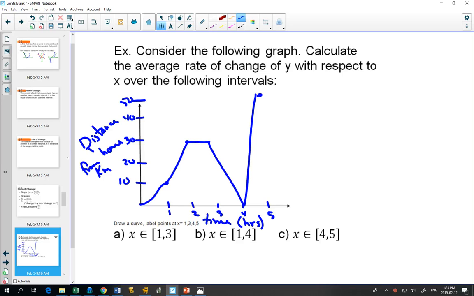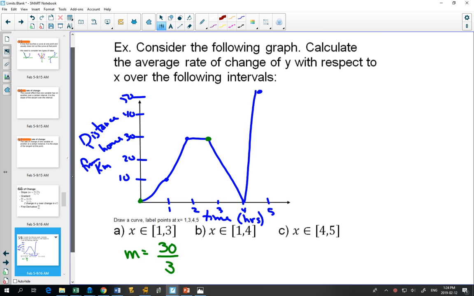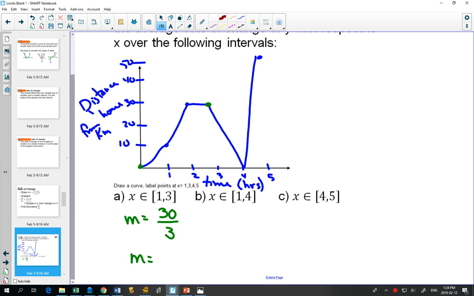We have a couple of things that we could look at. What is the average rate of change from 1 to 3? Well, from 1 to 3, our slope would be a rise of 30 in 3 hours. And so our average rate of change would be 10, and if we add the units, kilometers per hour. Even though we've been passed out for a whole hour on the side of the road somewhere from running so fast.